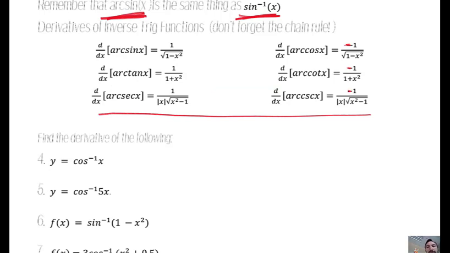So always just kind of remember the ones with the C have the negative, and the ones that don't start with the C don't have a negative. And if you remember in pre-calculus, your cofunctions, sine and cosine are cofunctions, tangent and cotangent are cofunctions, and secant and cosecant are cofunctions. That can kind of help you remember which ones match up together.